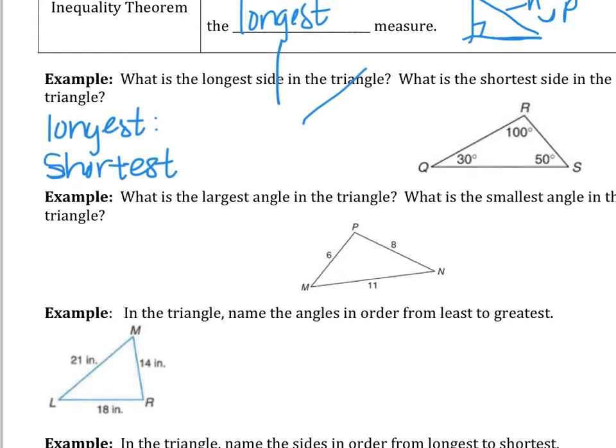Longest side and shortest side of the triangle. All right, so the longest side is going to be the side opposite from the biggest angle. In this triangle over here, I see 100 is the largest angle. So the longest side is segment QS. And the shortest side then is across from the smallest angle. See, 30 is the smallest angle, and the side opposite that angle is side RS.